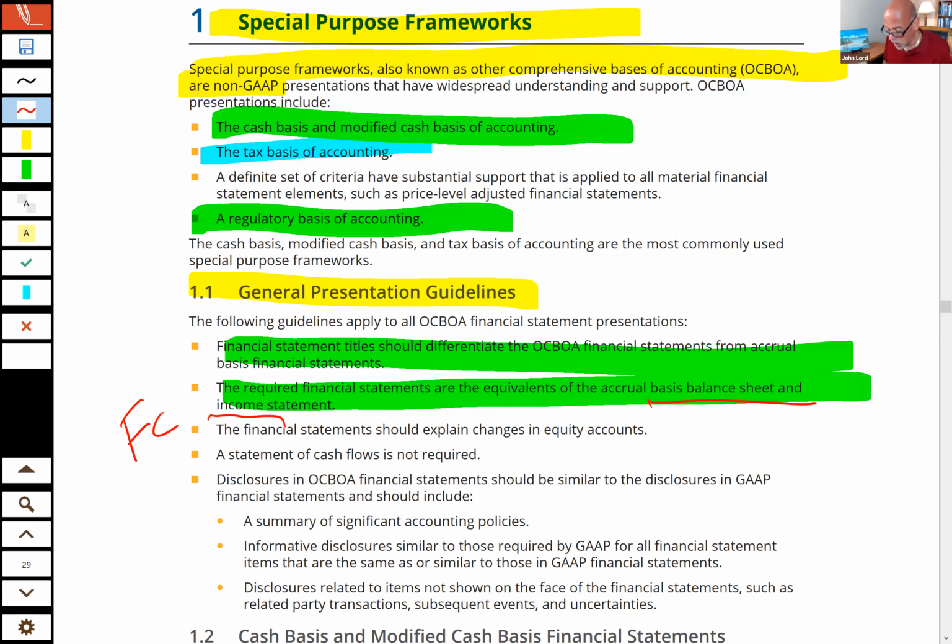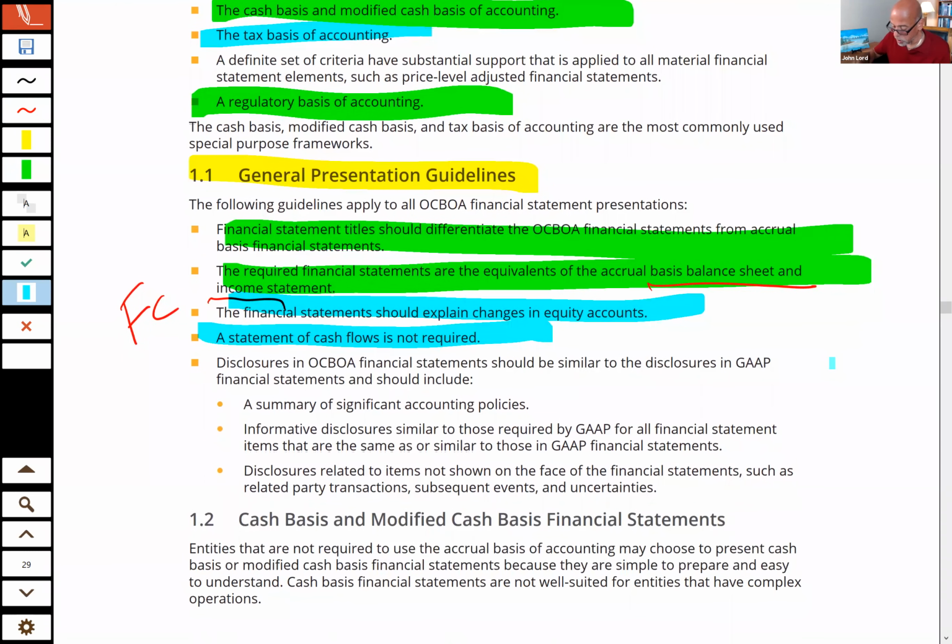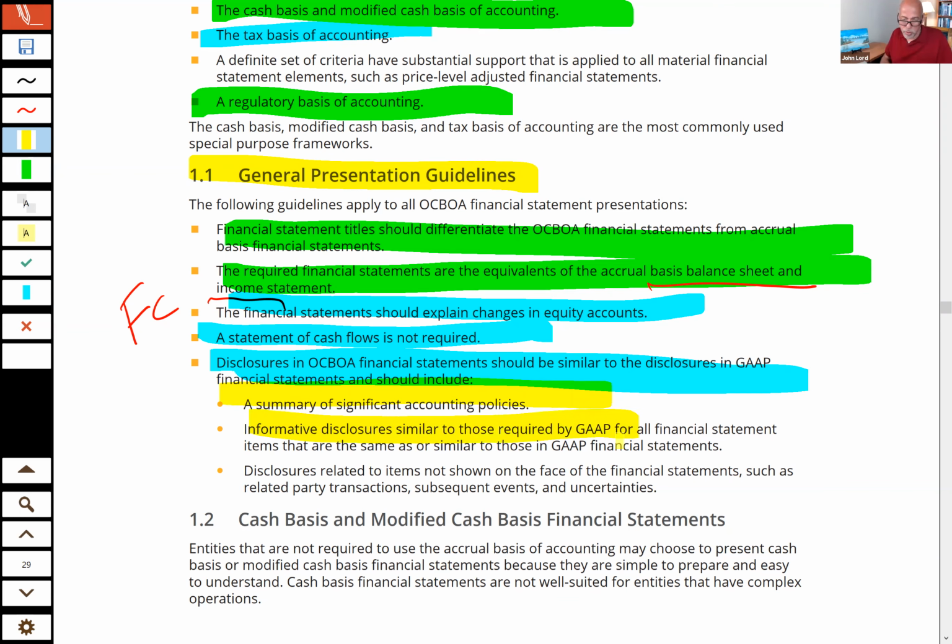But we don't call them the balance sheet and the income statement. We're going to see that here in a couple of minutes. Financial statements should explain the changes in equity accounts for the period. A statement of cash flows is not required. And then there will need to be disclosures in the other comprehensive basis statement as to the fact that this is not GAAP, this is an other comprehensive basis of accounting, the summary of significant accounting policies, and then informative disclosures that are similar to those that you would see with GAAP.